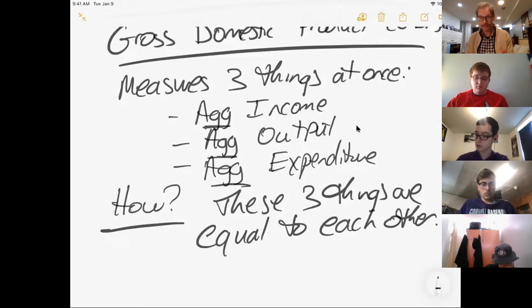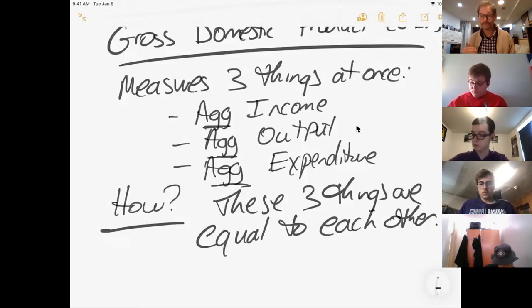To put this another way, think about that desert island, right? Or no, think about Gilligan's Island, right? So we have this island. What happens if Gilligan gets on this island? Well, Gilligan's output is going to be the same as his income. It's going to be the same as his expenditure if he's just alone on this island.